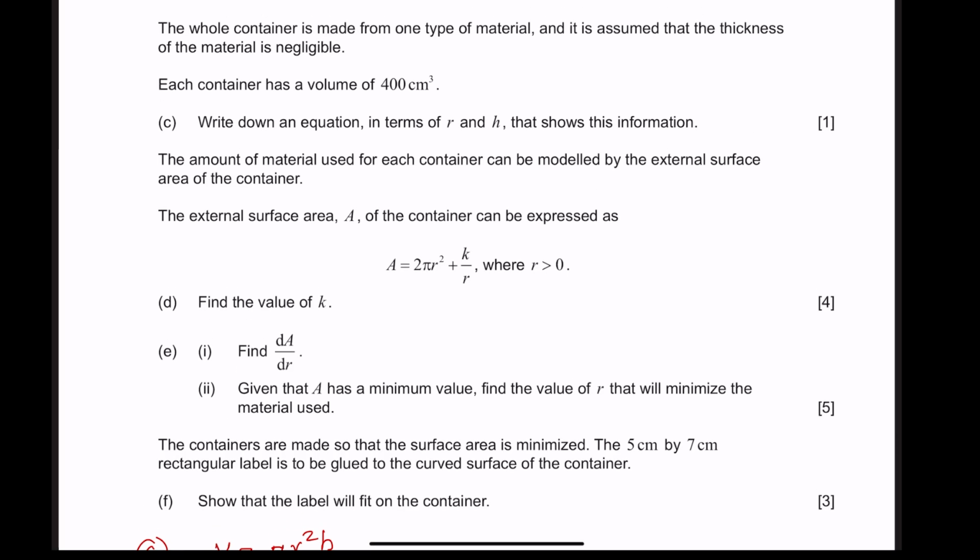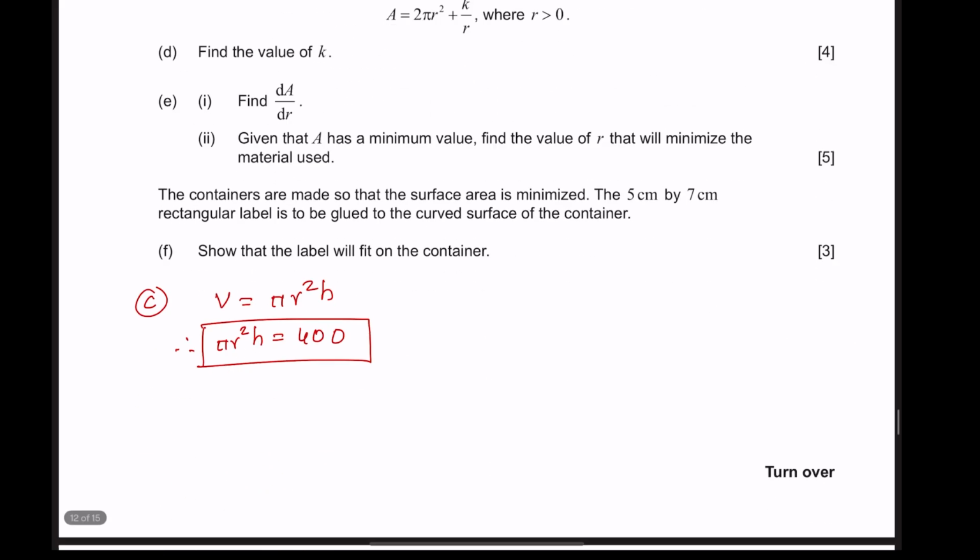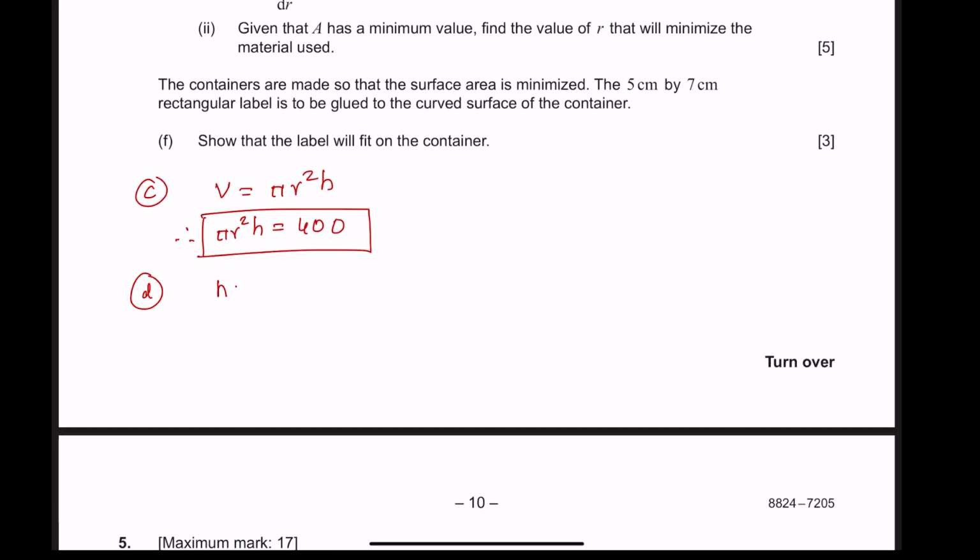Now, the amount of material can be modeled by the external surface area. The external surface area of the container can be expressed as 2 pi r squared plus k by r. So we are expressing the surface area of a cylinder using just the radius instead of the height. Let's try this out. For part D, we can write height as 400 by pi r squared from the previous equation. Now the top and bottom surface area is pi r squared each because those are circles, and the curved surface area is 2 pi r h. This gives you 2 pi r squared plus 2 pi r times, instead of h, 400 by pi r squared.